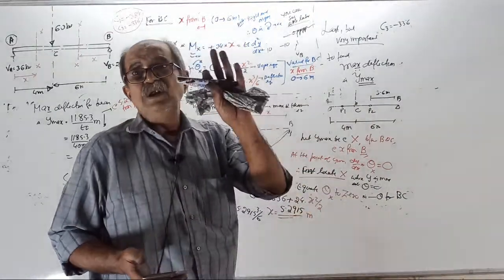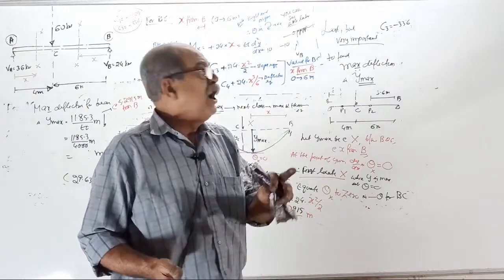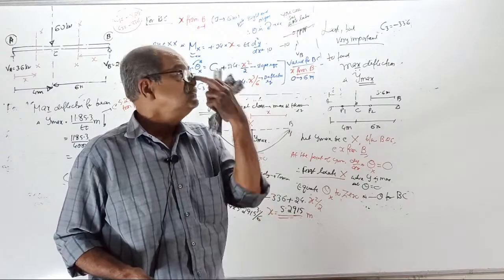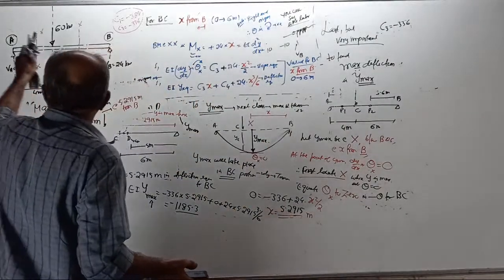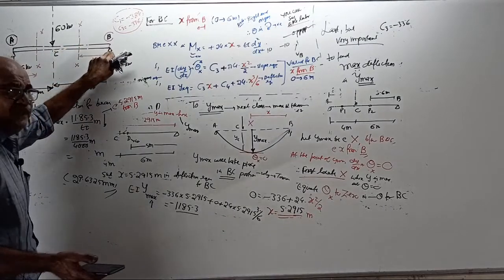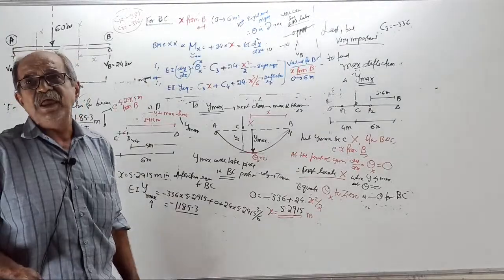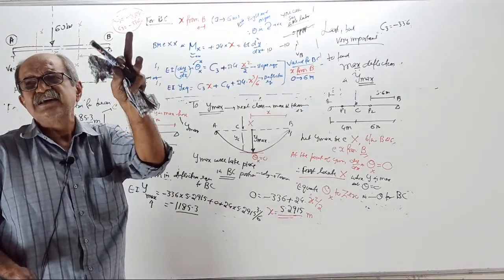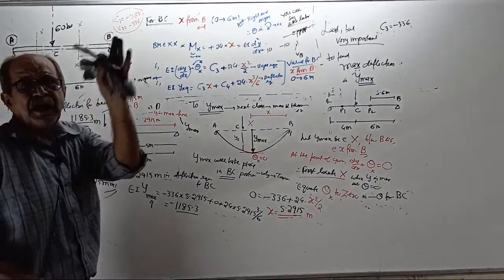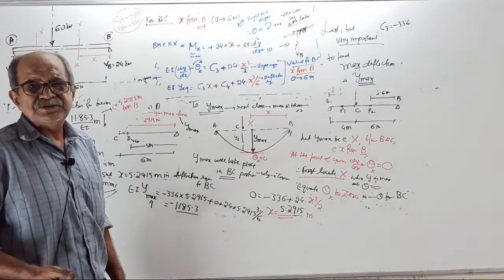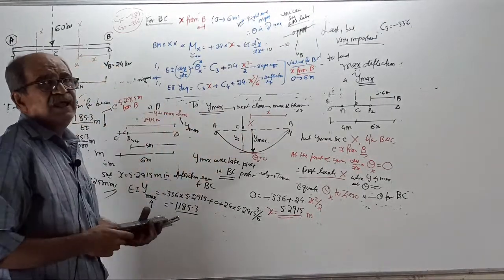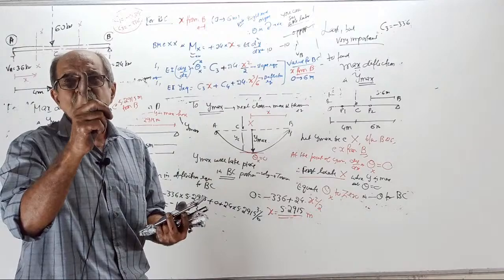Now I will tell you today only. Tomorrow I am solving this question by Macaulay's method. At that time, my x is from A. Even for the BC portion also, x is from A. So in tomorrow's class, y max with x from A should come. When I take this point also, I am taking x from A only. So it has to come tomorrow.